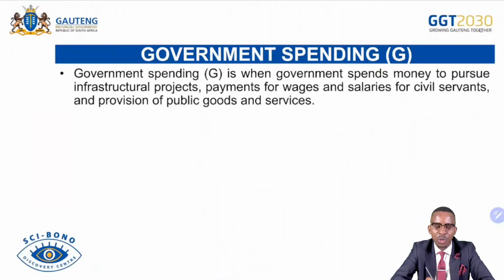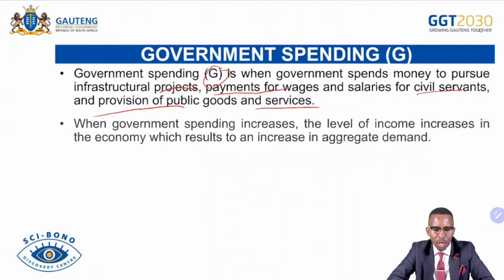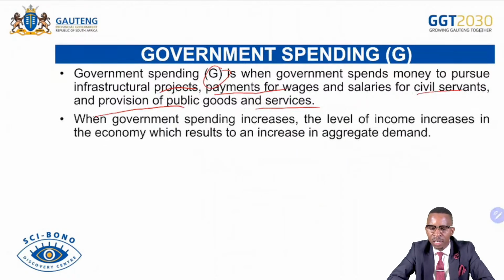So the government spending, which is known to be G, is when the government spends money on infrastructure projects, payments for wages and salaries of civil servants, the provision of public goods and services, and also the provision of social transfers. That forms a part of the government spending. When the government spending increases, the level of income increases in the economy, which results in an increase in aggregate demand.